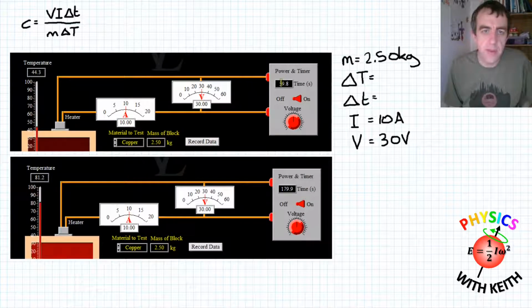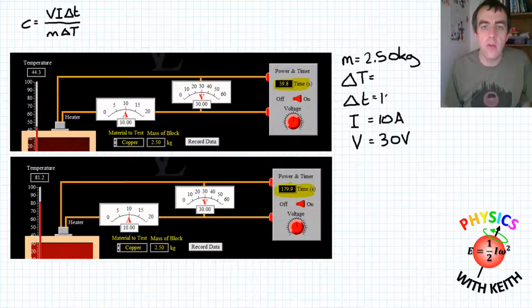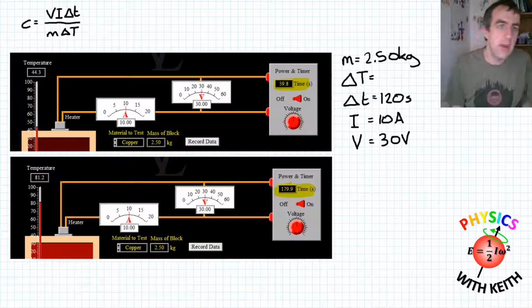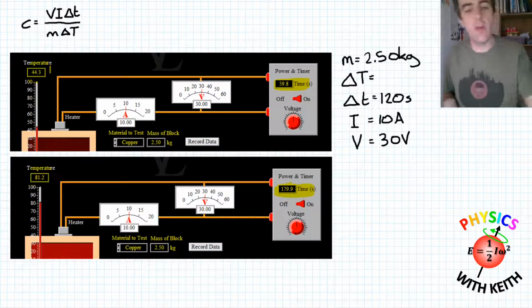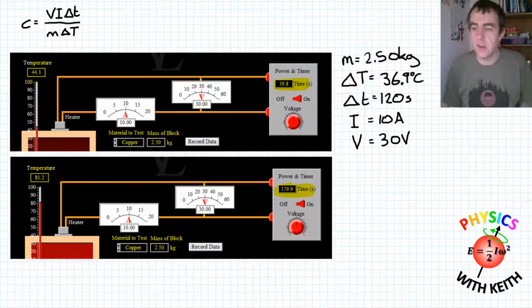Now you can see from the stopwatches that the first one I stopped at just a little bit shy of 1 minute, the next one I stopped at just a little bit shy of 3 minutes. So I'm going to call that time 120 seconds. Now I don't think there's any value to me giving it to more precision than that. The difference in temperature, we've got a temperature of 81.2 from a temperature of 44.3. And you can see to 3 significant figures, 36.9.